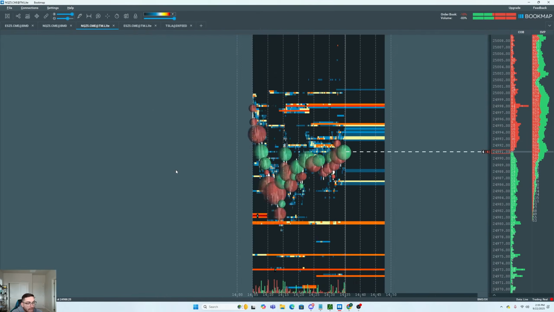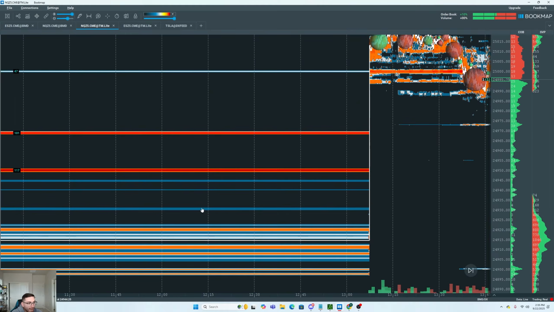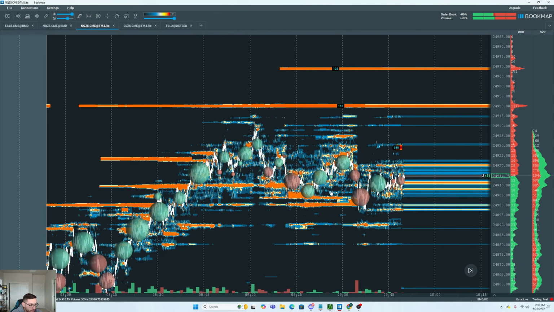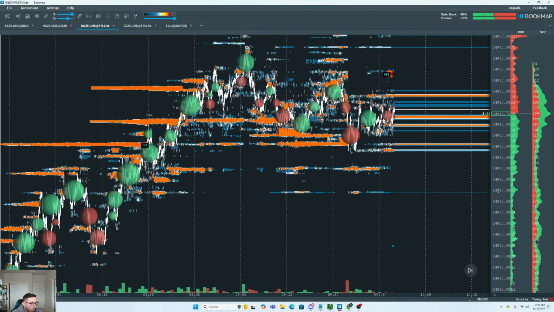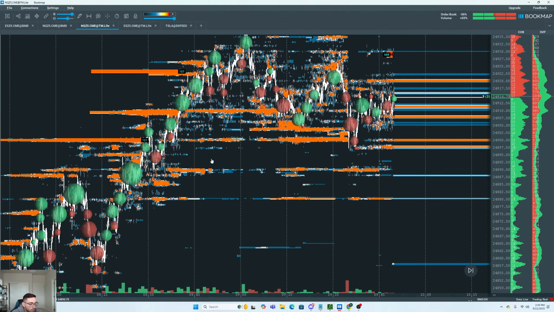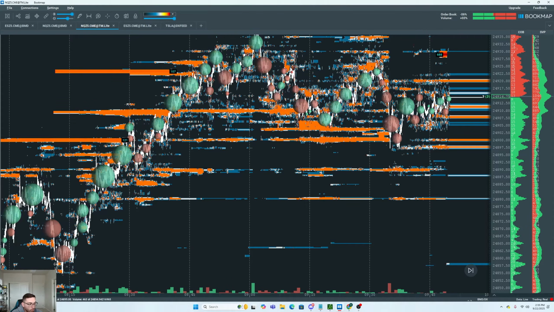Now, how do we actually use this tool to identify high probability trades? So if we are looking at the order flow on the NASDAQ futures, you can see that we have these volume dots right here, as well as the shaded area right here. Now, what the shaded area is on Bookmap is these are limit passive orders within the market.